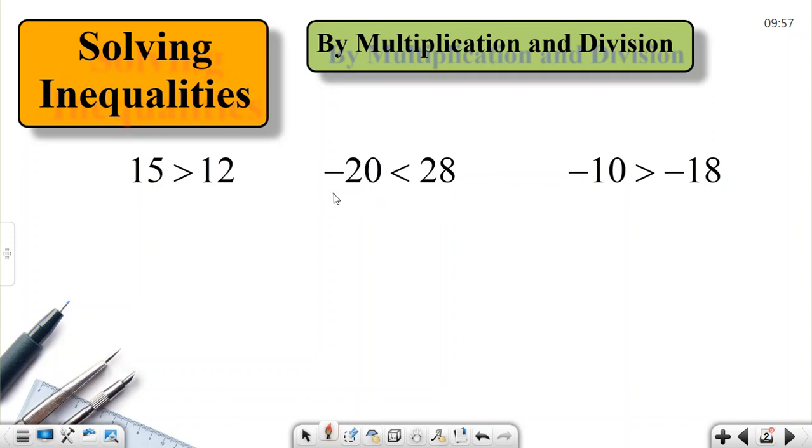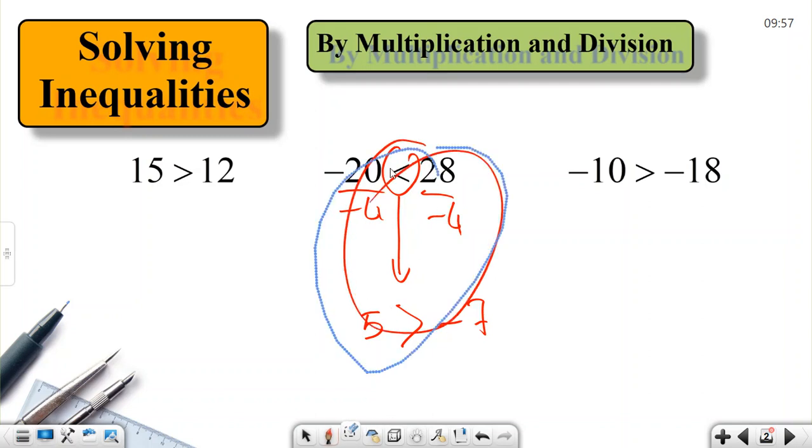Let's see this example: negative 20 and 28. Let's divide both sides by 2. Negative 20 divided by 2, negative 10. 28 divided by 2, 14. And 14 is greater than negative 10. Now let's divide both sides by negative 4. Negative divided by negative is positive: negative 20 divided by negative 4 is 5. Positive divided by negative is negative: 28 divided by negative 4 is negative 7. So 5 is greater than negative 7. As you see, when you divide both sides by the same negative number, the inequality sign changes.